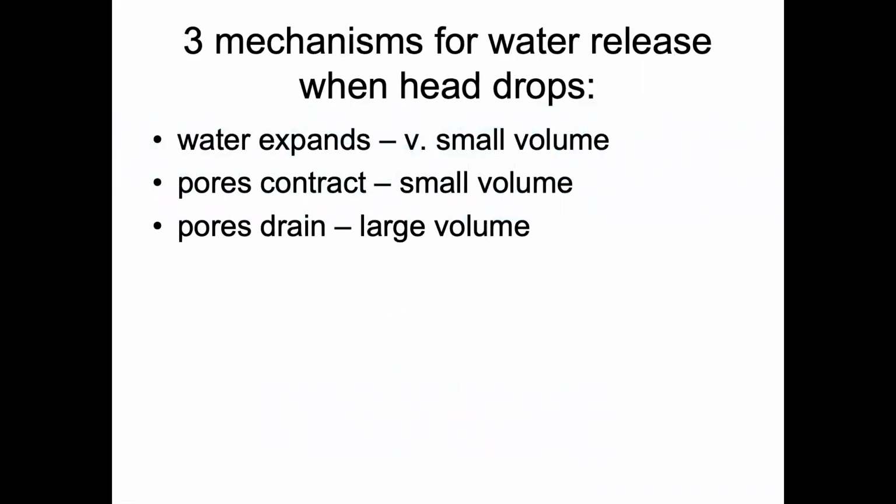So there are three mechanisms that we think of when we think about head drops in a system. The three mechanisms are caused by the fact that water expands, but this only gives up a small proportion of water. We also have the fact that pores contract. So we have the fact that water expands, and we have the fact that pores contract. That also gives up a small volume of water. And then we have something where the pores physically drain. And we've kind of talked about this already in unconfined systems when thinking about specific yield.